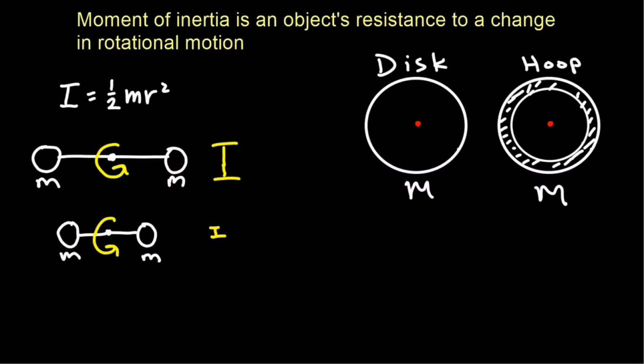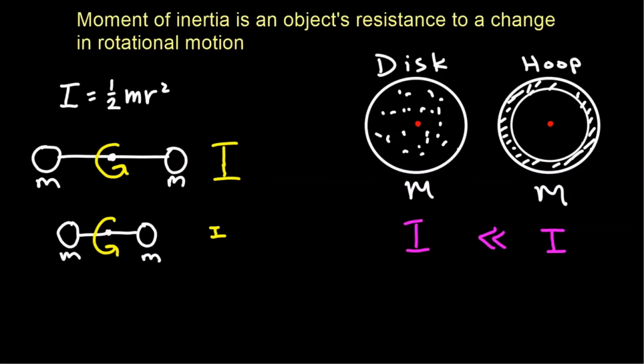What you'll notice between these two is that for the hoop, the mass is concentrated farther away from the axis of rotation, while the disk has mass that's spread out throughout. It's at various distances. And so the moment of inertia for the hoop is going to be greater than the moment of inertia for the disk. And I want to make sure that you understand why.